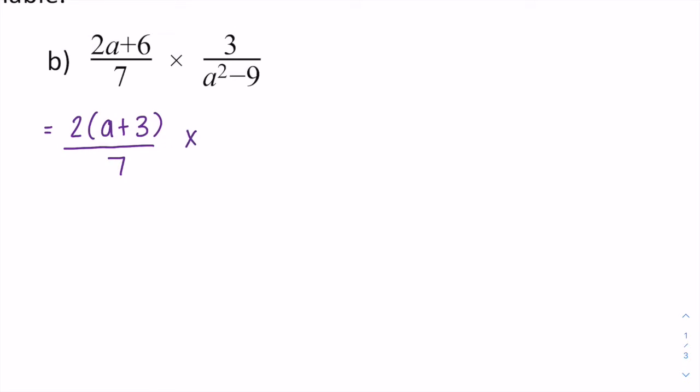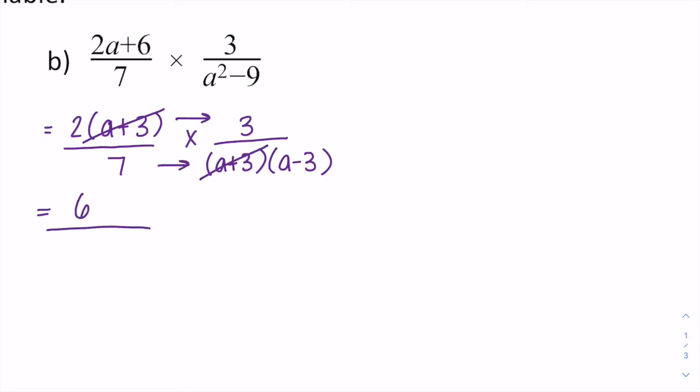And now for the other one, I have 3, and on the bottom there is a difference of squares. So that would be a plus 3, a minus 3. Now, it's up to you. We can do the multiplication right away, but a lot of people like to start crossing things out here, so you can do that too. So I have an a plus 3 on the top and an a plus 3 on the bottom, so those can go away. And now I write what I have left. I'm going to multiply straight across. So 2 times 3 is 6, and all of that is over 7, a minus 3.